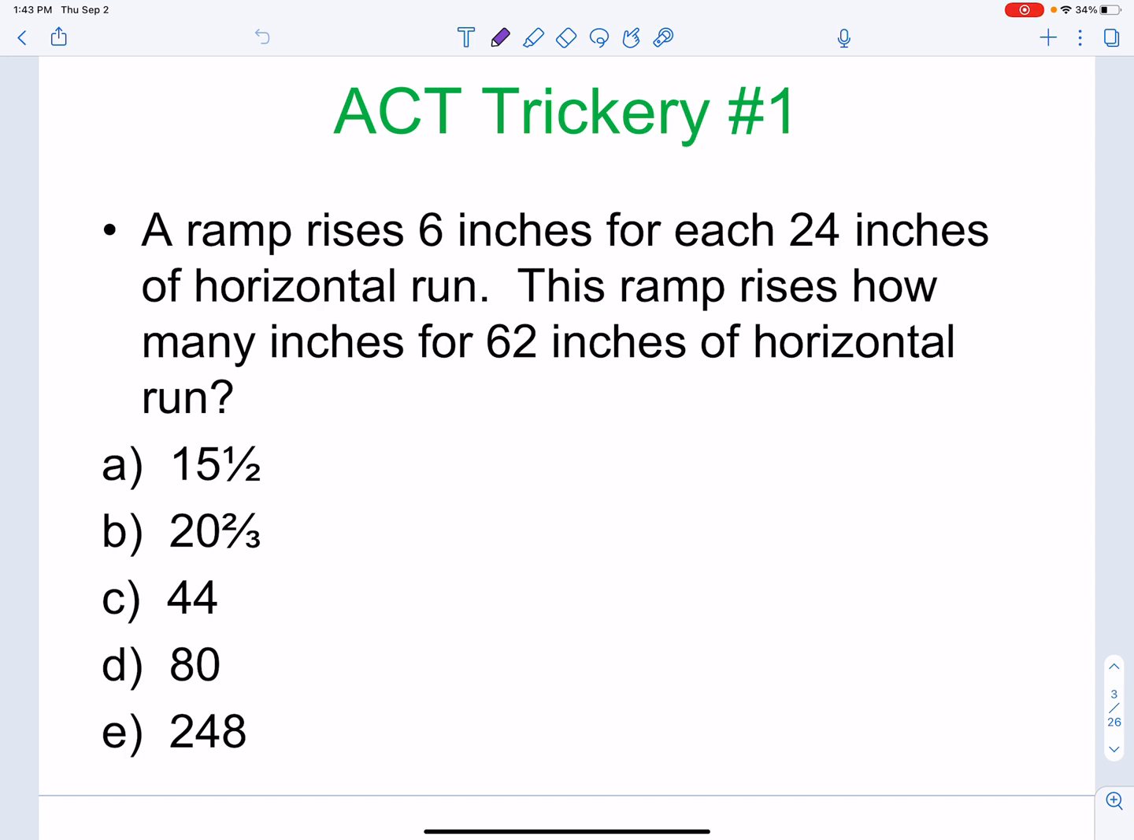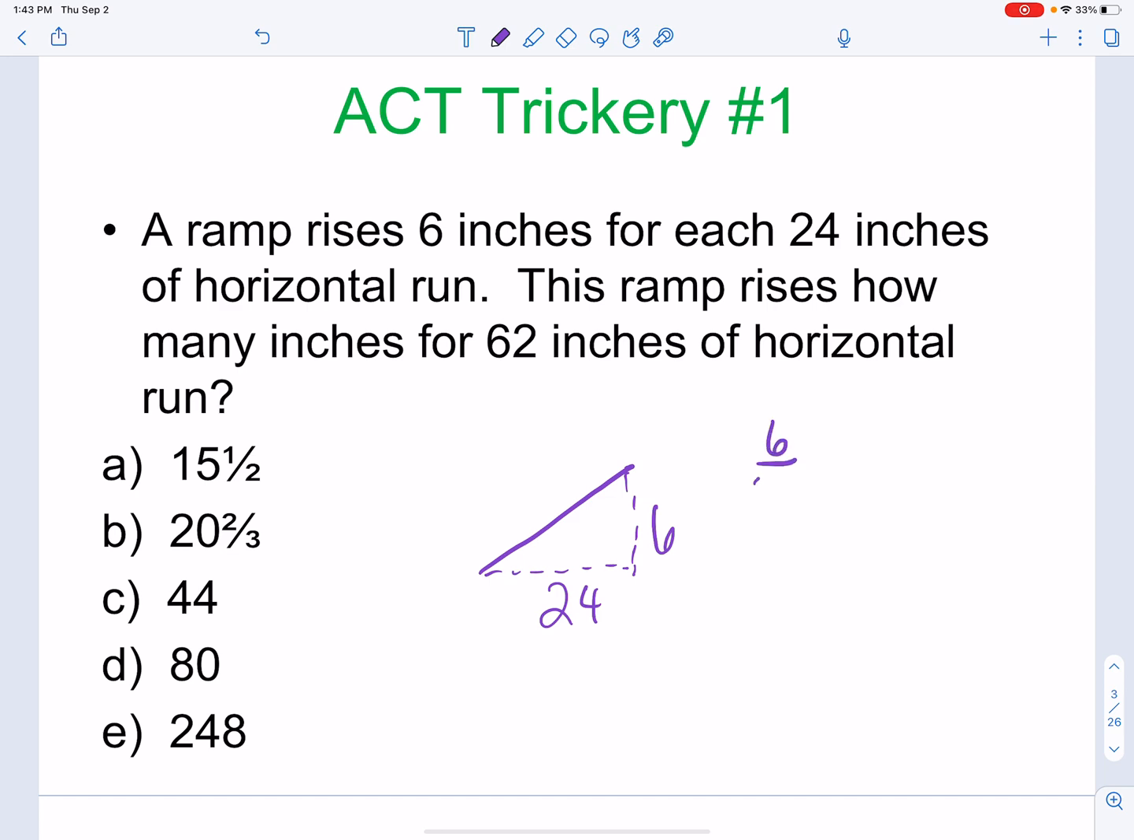So I'm gonna give you about 1 minute, because that's what you get on the ACT is 1 minute per question. So I'm gonna give you 1 minute to take a look at this and see if you can figure out the answer. And if you don't have it yet, go ahead and pause and see if you can figure it out. Okay, so it says a ramp rises. So I have a ramp and it rises 6 inches for every 24 inches that it runs. So how many inches for 62 inches of a horizontal run?